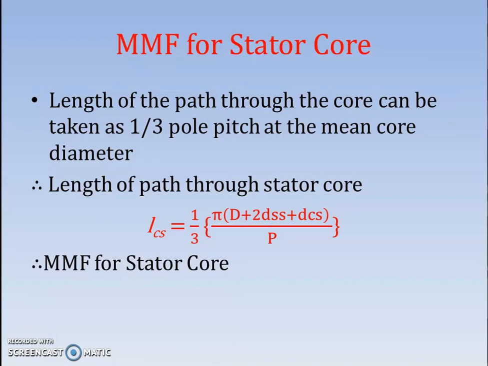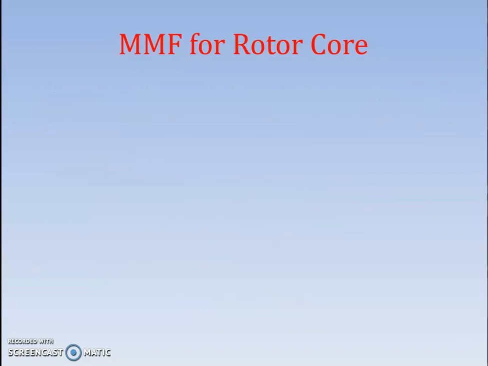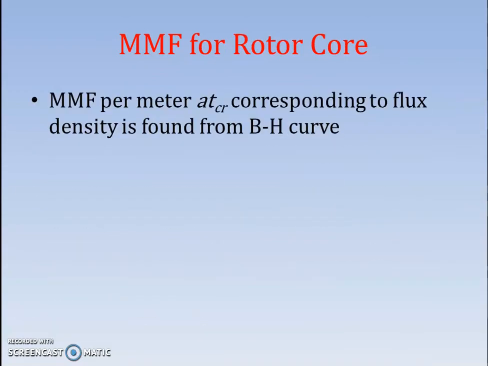And therefore the magnetomotive force for the stator core, that is ampere turn for stator core, is ATCS multiplied by length as we have calculated. So this way the magnetomotive force for the stator core can be calculated, and the same way the magnetomotive force for the rotor core can also be calculated. Magnetomotive force per meter, ampere turn for the rotor core, corresponding to flux density is found from the BH curve.